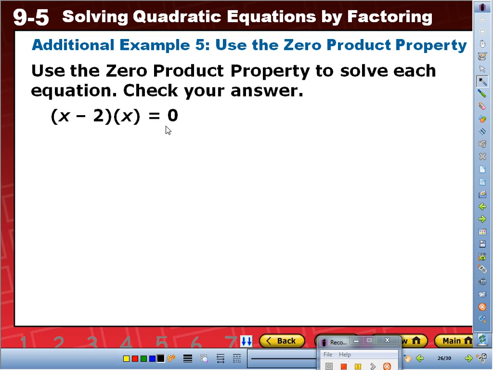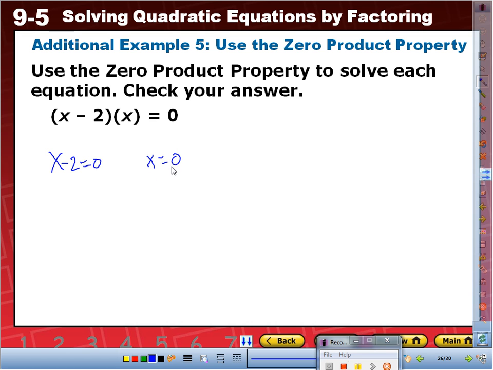So look at this one, example 5. Okay, example 5, x minus 2 times x equals 0. This one they already did a bunch of work for us, right? So what would be our next step? Very good. Set each one equal to 0. X minus 2 equal to 0 and x equal to 0. So one's already solved. This one we need to solve. Plus 2, plus 2, x equals 2.